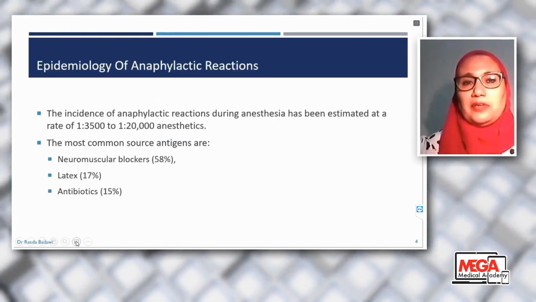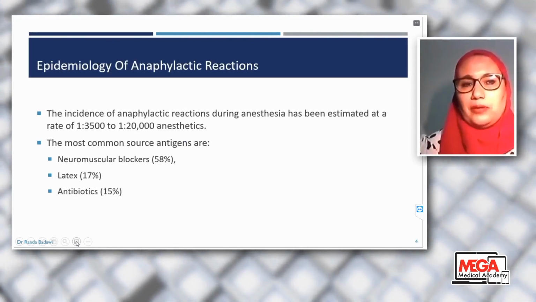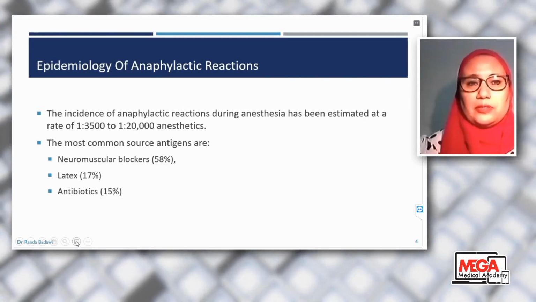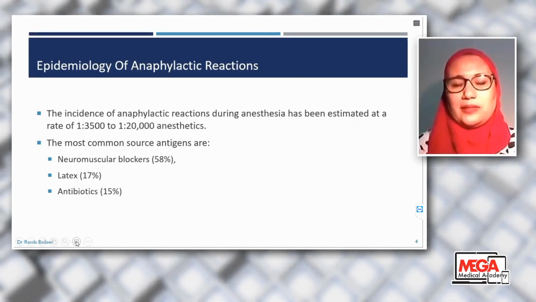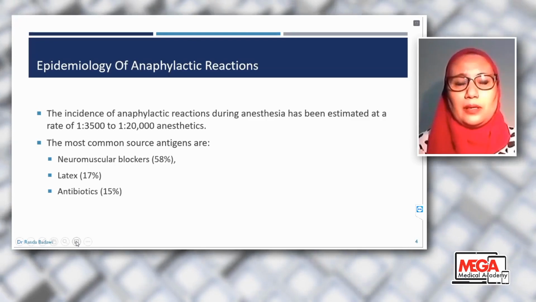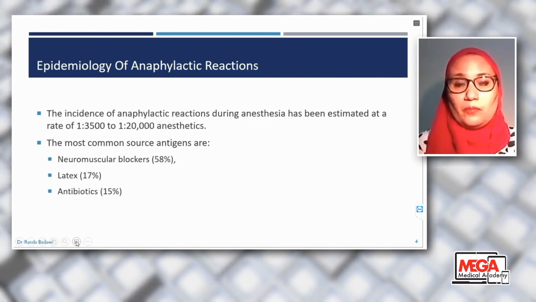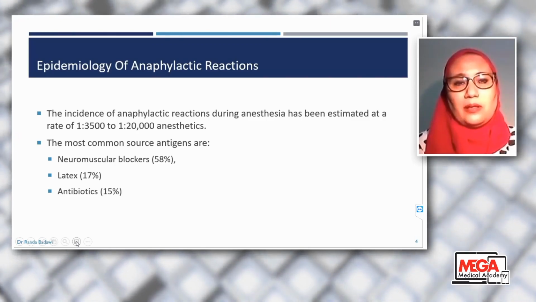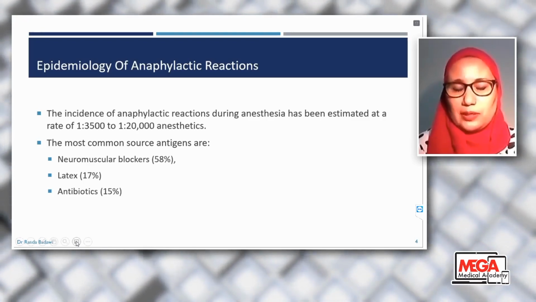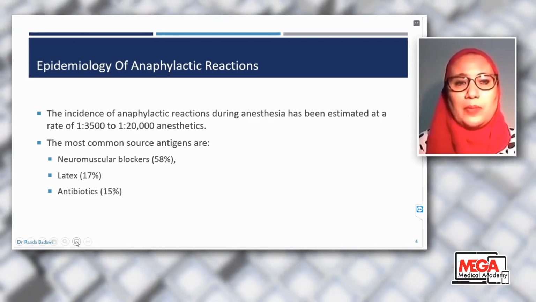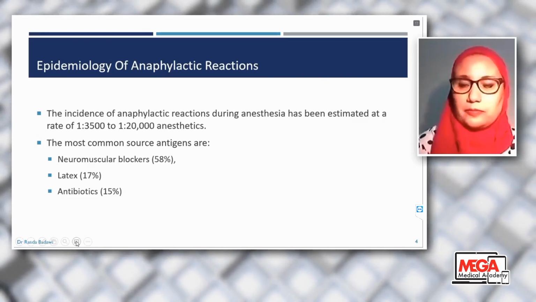The incidence of anaphylaxis during anesthesia has been estimated to be 1 in 500,000 or 1 in 20,000. The most common factors incriminated in the occurrence of anaphylaxis under anesthesia are the neuromuscular blockers and antibiotics. Non-steroidal anti-inflammatories and aspirin are also very common. Latex is also an important factor.